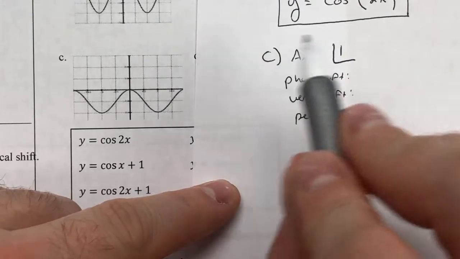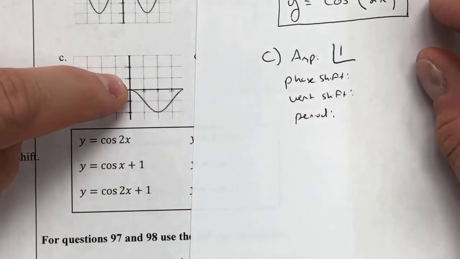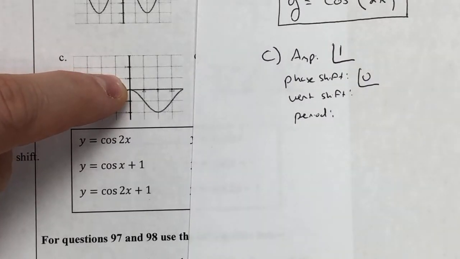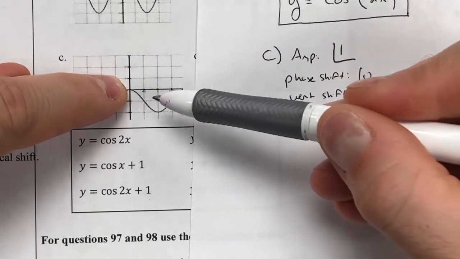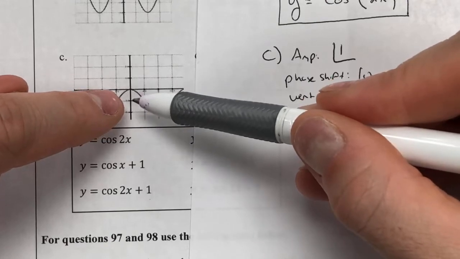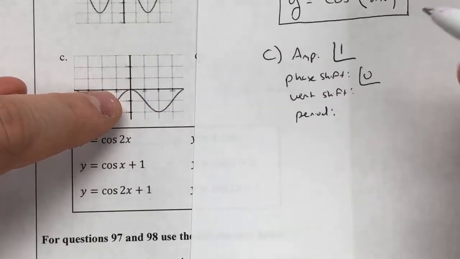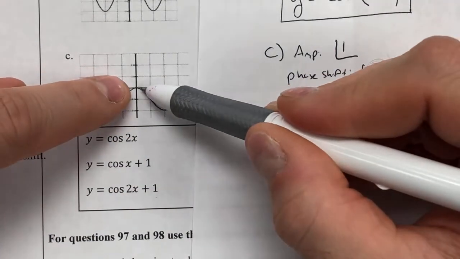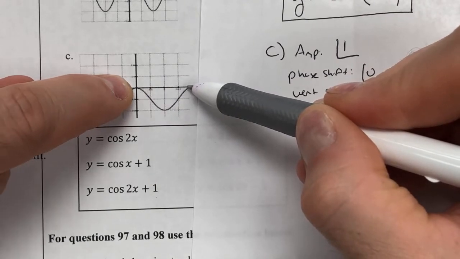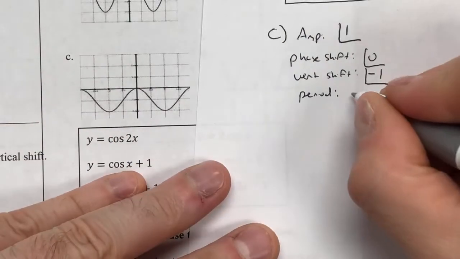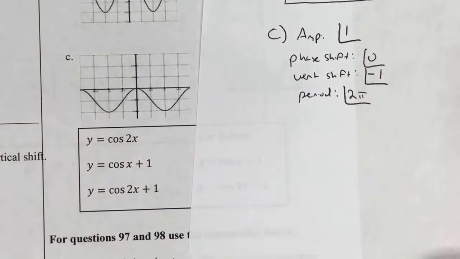The phase shift is how far left or right the graph has moved. It should always start at a peak. This is starting at a peak, so the phase shift is 0. The vertical shift is how far the graph has moved up or down. I notice we just said the middle of this wave is right here because it goes up 1, down 1, up 1, down 1. So the vertical shift has actually been moved down by 1 unit. The period, we count how long it takes for the graph to repeat itself. It goes from here to here. So pi over 2, 2 pi over 2, 3 pi over 2, 4 pi over 2, which reduces down to 2 pi. That's all the information we need to graph this.